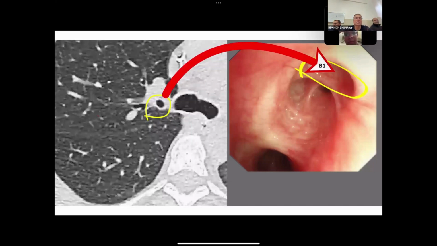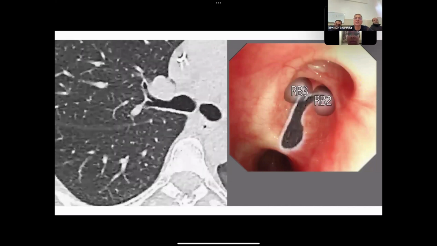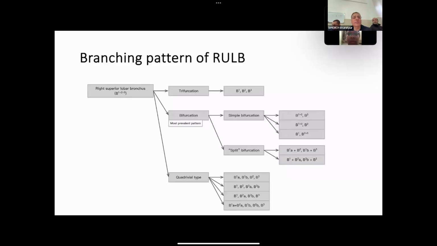Typically, we have the imaginary option. We can see on the CT scan where we are visualizing the apical segmental bronchus, B1. Here we can match the same thing with the bronchoscopy. This is the B1. Similarly, B2 and B3: this is the B3 and this is the B2. We can do similar matching with the bronchoscopy and visualize and match the CT findings with the bronchoscopy findings. Coming to the branching pattern of the right upper lobe bronchus, we can see.